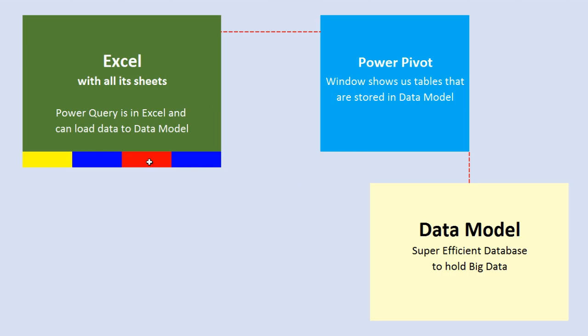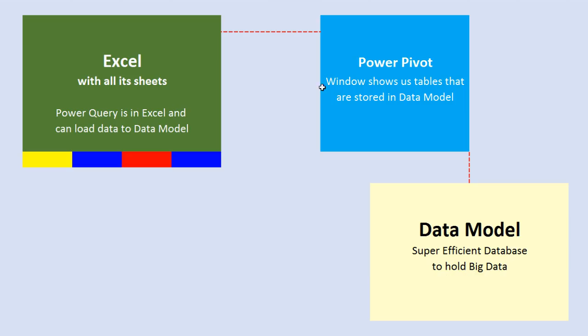Here's Excel with all its sheets, and Power Query is in Excel, and Power Query can load data to the data model. Now, we already saw how Power Query can load data to an Excel sheet, but in this case, it's going to load it to the data model. Now, Excel has Power Pivot, and Power Pivot does a bunch of things, but what we're going to use it for is it will be the window that shows us the tables that are stored in the data model. Now, the data model is a super efficient database to hold big data.